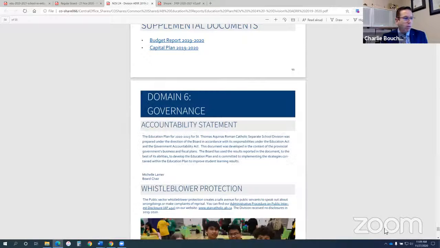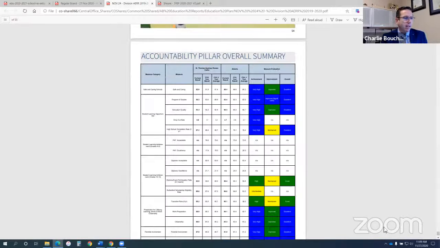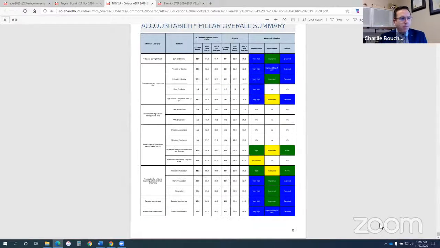Included in the report as well at the end is the overall report card. And as you can see, it's a very positive reporting again this year. Of note also is that there were no incidences of whistleblower to report. So that's also included in this report. There were no incidences in this past year. Are there any questions?